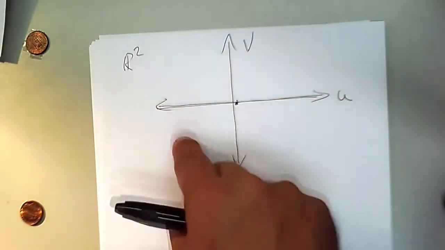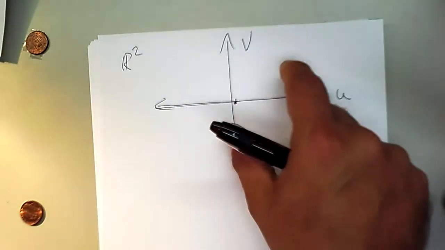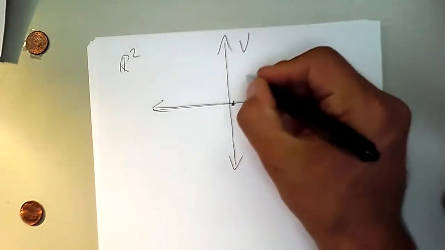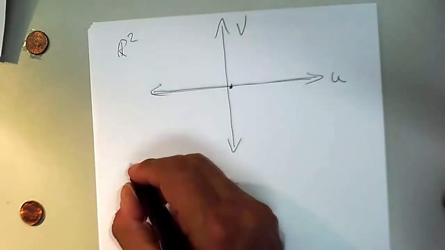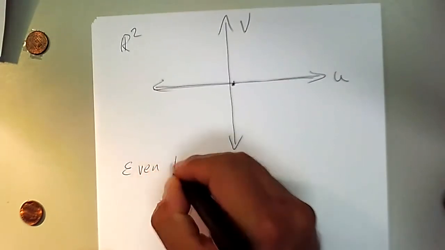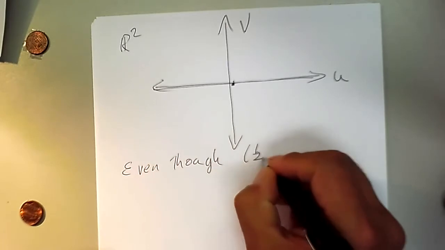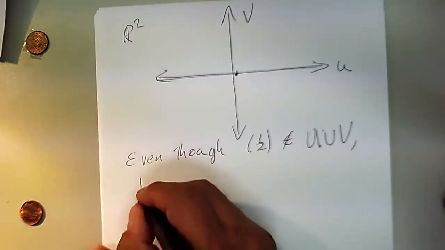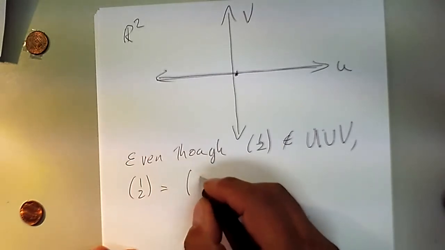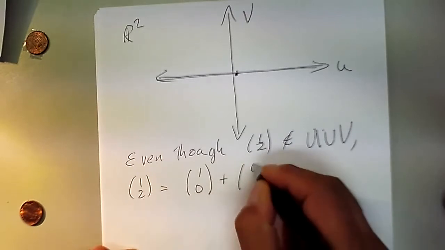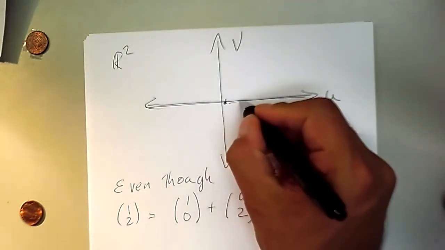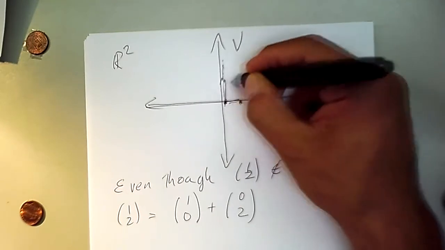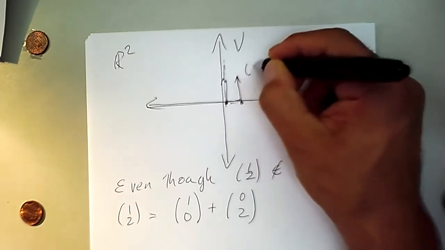However, every element of R squared can be written as the sum of an element in U plus an element in V. So even though (1, 2) is not in U union V, (1, 2) can be written as (1, 0) plus (0, 2). (1, 0) is in U and (0, 2) is in V. So this vector plus this vector, we can just add them together. This plus this gives us (1, 2).